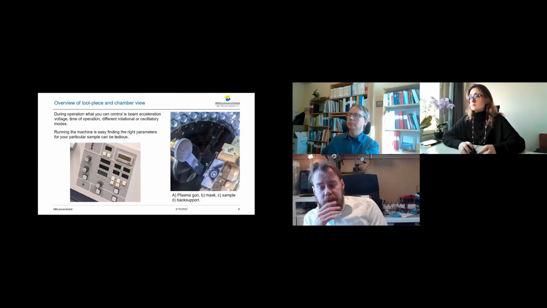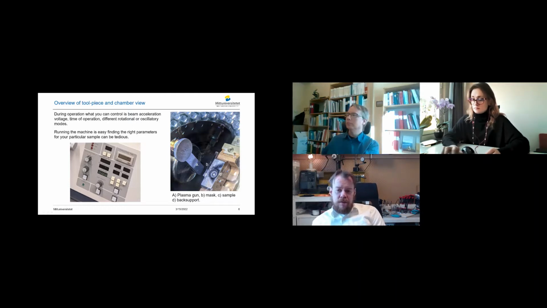And when you put this sample inside the machine, yes, that's the right picture here. You can see how it looks. So now we see the back support piece here that's marked with D in the picture. We can see the paper substrate marked with C, just like a tiny little white line there.